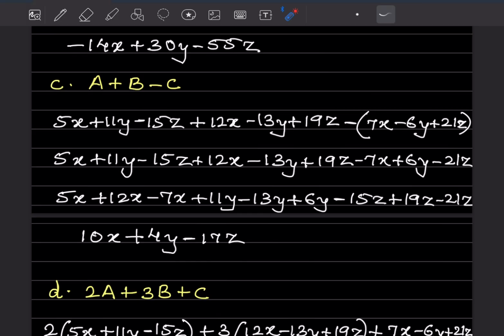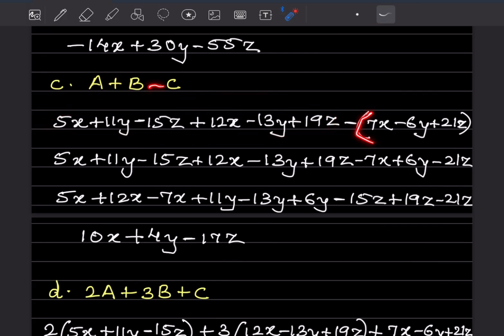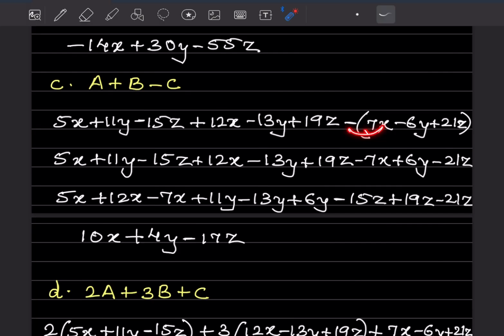Now here, it says a plus b minus c. Same thing is there, but you have to be very careful with the sign. So what did I do? This was plus, so I did not put a bracket here. If you want, you can put a bracket. But this was minus, so I put a bracket over here. So same thing, this will be the same. But the only change will be this, because it is minus 7x plus 6y, and this is going to be minus 21z. Now bring the like terms together.